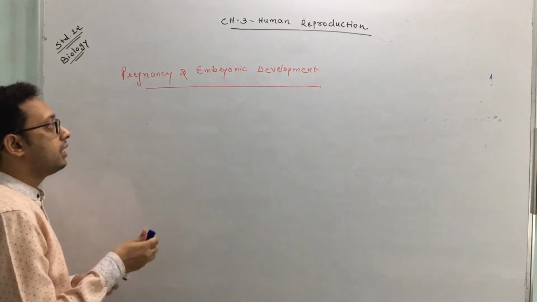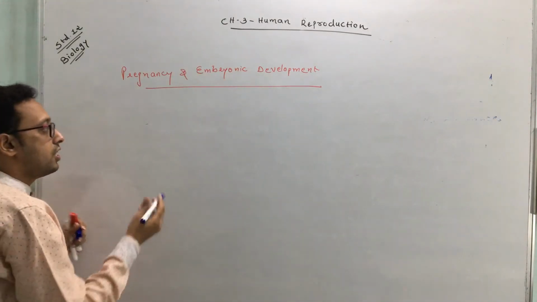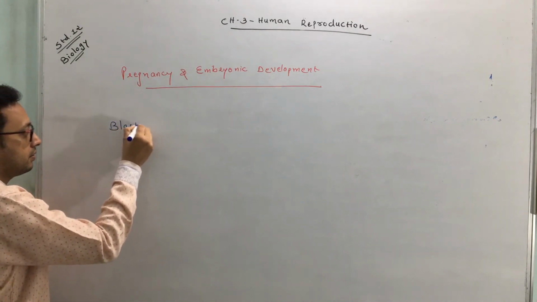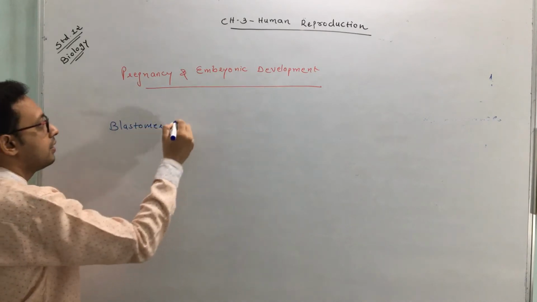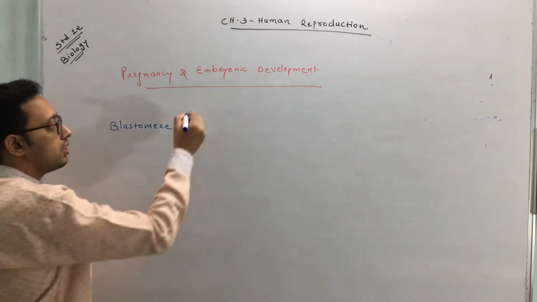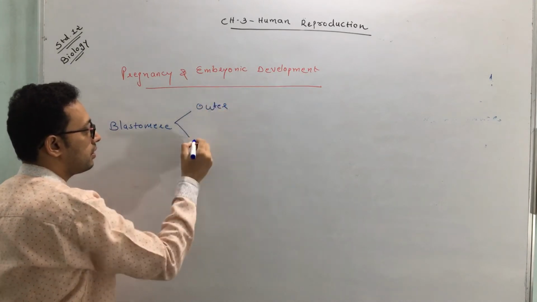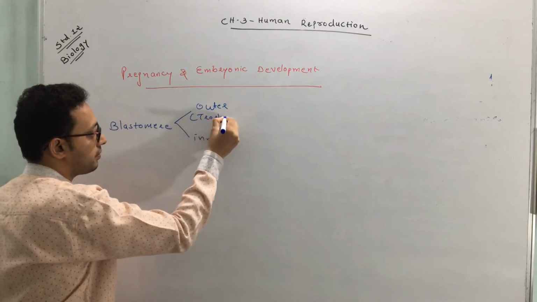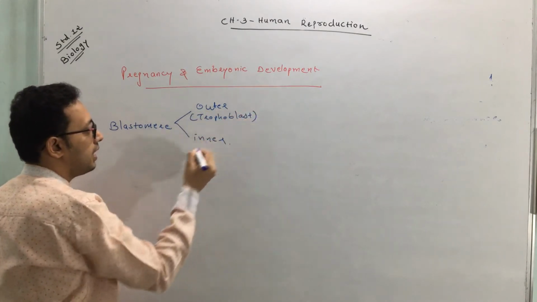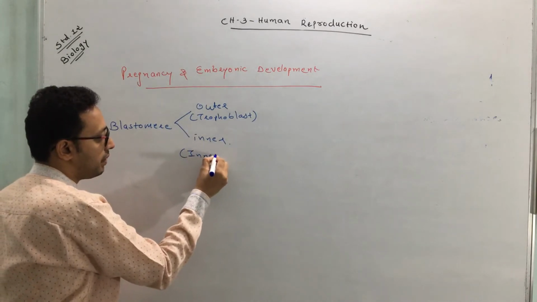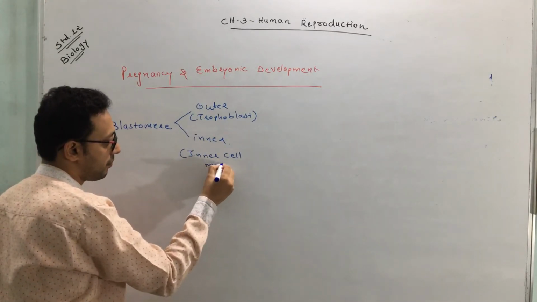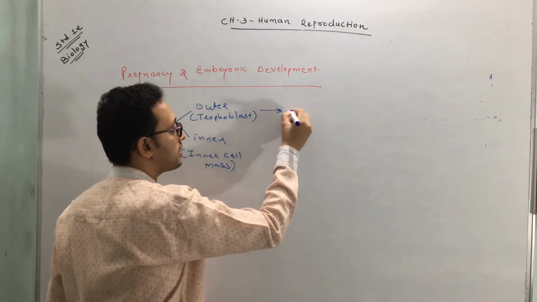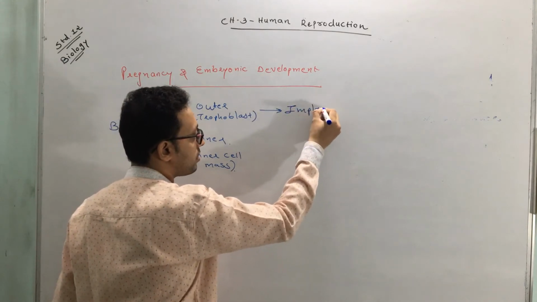Now we have to see how this embryo formation starts. You know that the cells of the blastomere are divided into two, the outer region and the inner one. The outer one is called the trophoblast and the inner one is called the inner cell mass. This trophoblast attaches to the wall of the uterus, that means it is responsible for the implantation process.